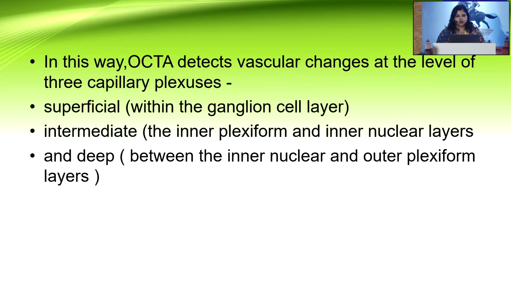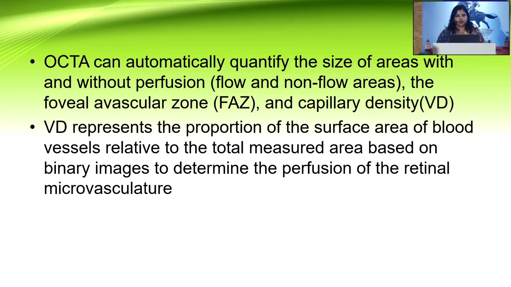plexuses. So basically, OCTA detects the vascular changes at the level of 3 capillary plexus: superficial, which is within the ganglion cell layer; intermediate, between the inner plexiform and inner nuclear layers; and deep, which is between the inner nuclear and the outer plexiform layers. So it can automatically quantify the size of areas with and without perfusion, that is the flow and non-flow areas, and FAZ and the capillary density, which is VD.